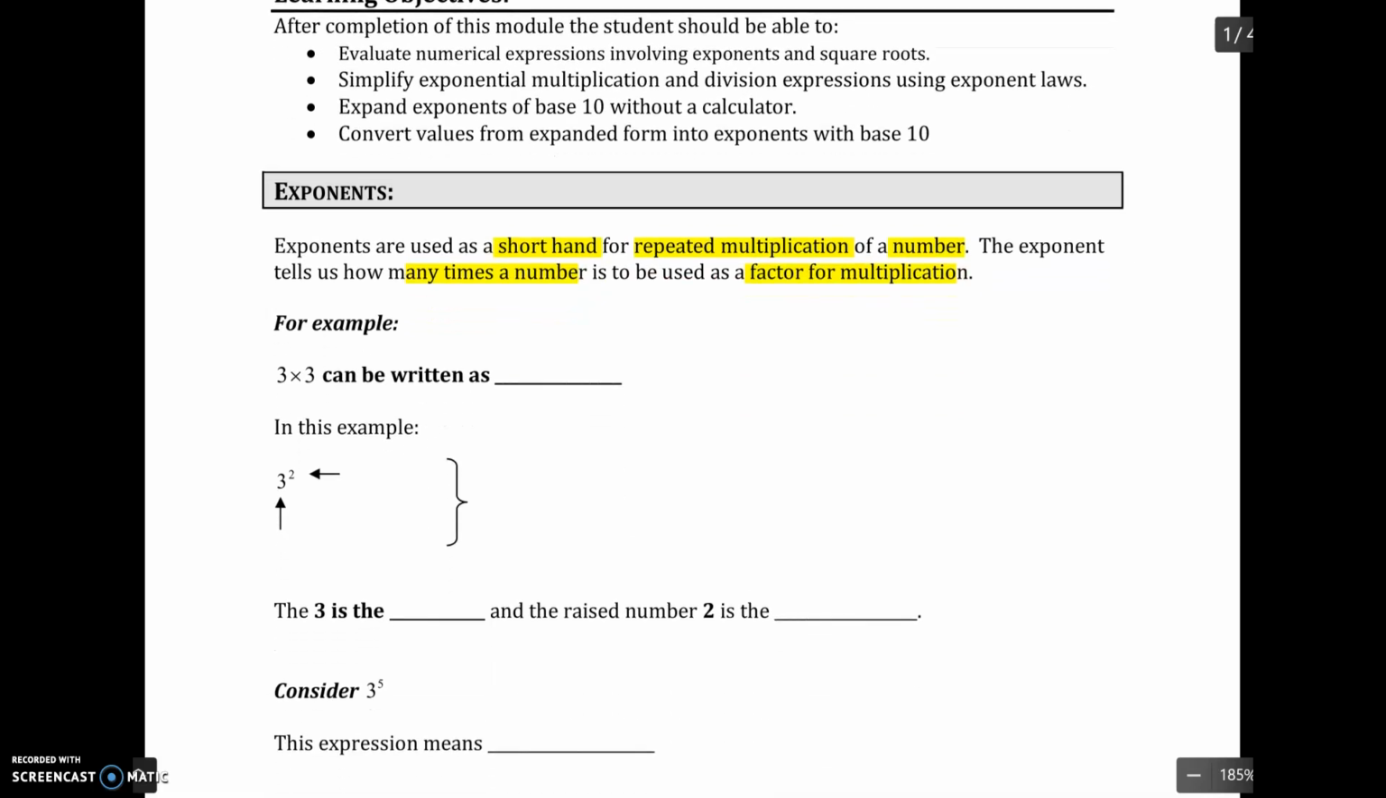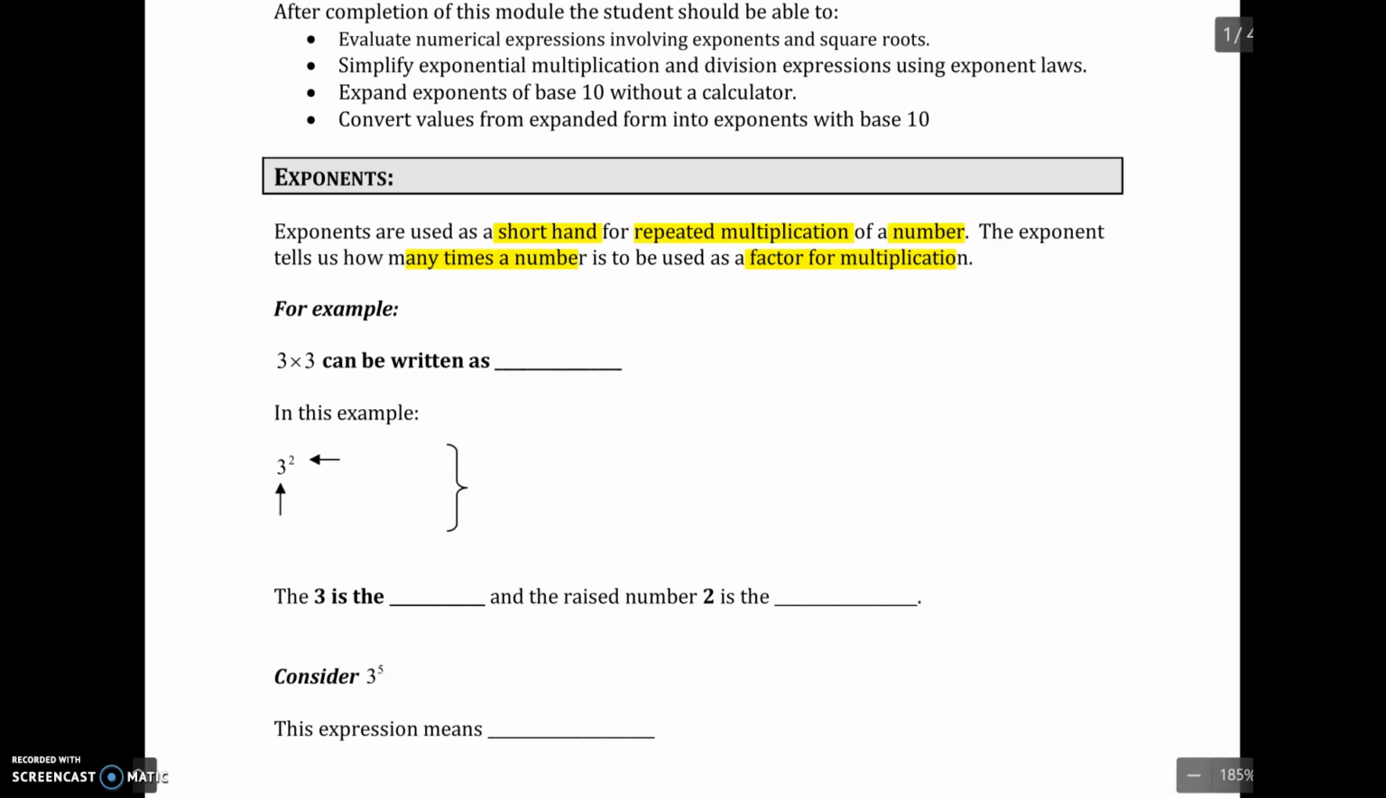So if we take a look at this example, 3 times 3, that can be written as 3 squared. And so in this next part, the same example, 3 squared, if we look at where the arrows are pointing, the 3 is the base, and the raised number 2 is the exponent, or we can also refer to it as power. And this is basically called exponential notation or form.